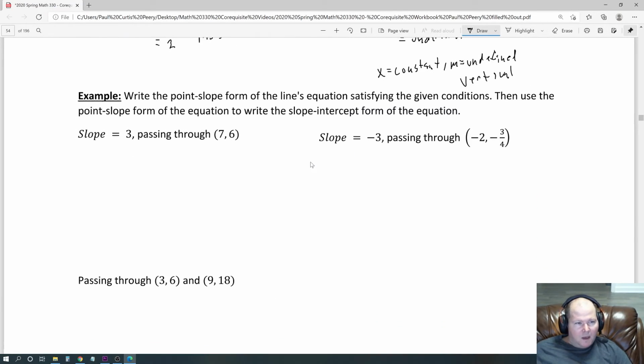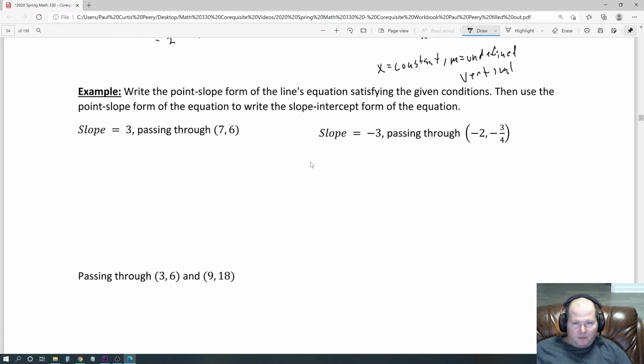Okay, so write the point-slope form of the line's equation satisfying the given conditions, then use the point-slope form of the equation to write the slope-intercept form of the equation. We're going to use the point-slope form, so that's y minus y1 is equal to m multiplied by x minus x1.